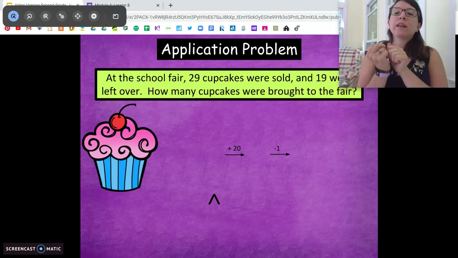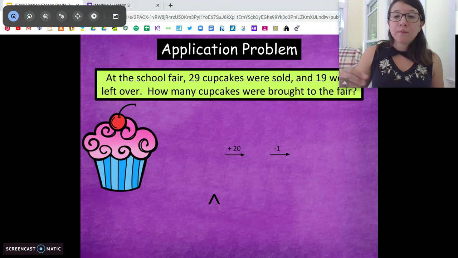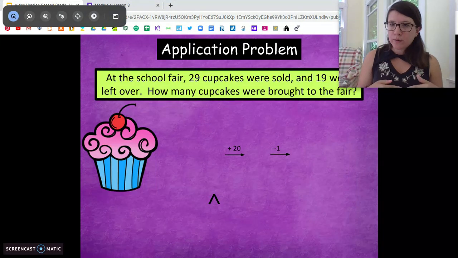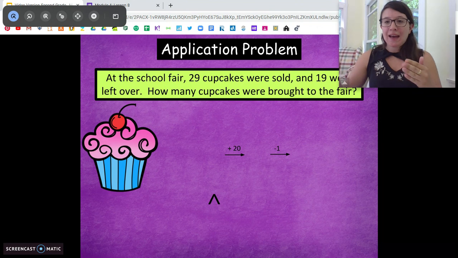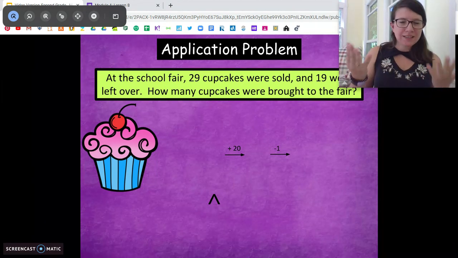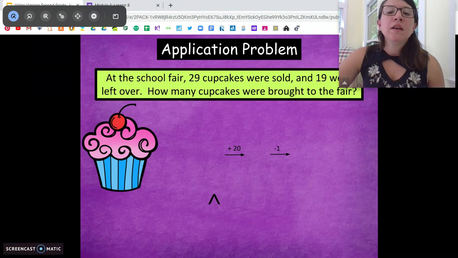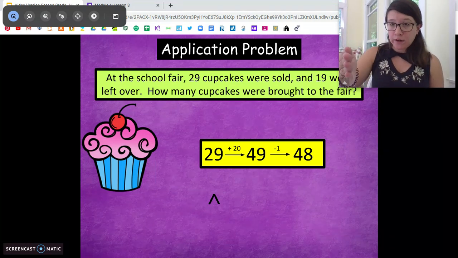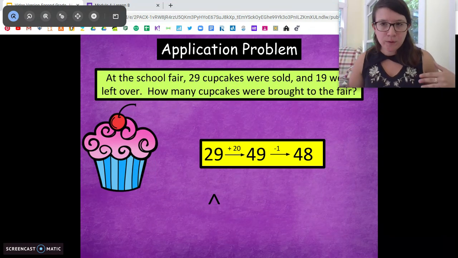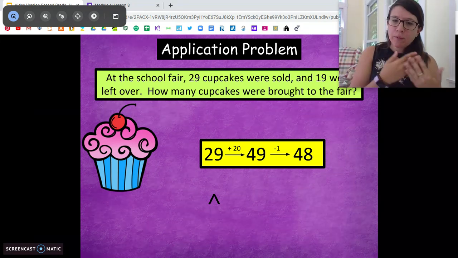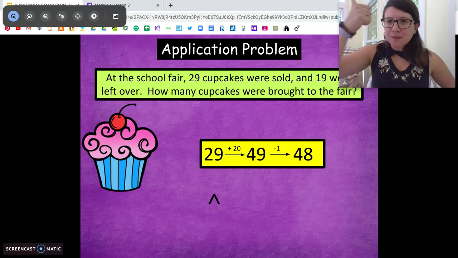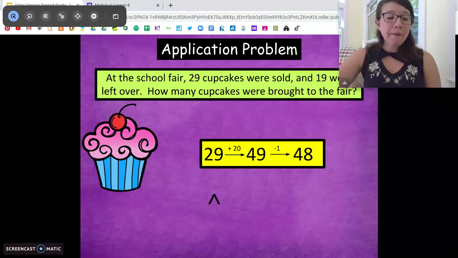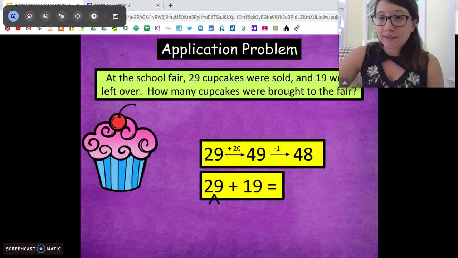Ready? Okay, so we're going to do the arrow method first. What I'm noticing is that 19 is 1 less than 20. So when I do the arrow method, I'm going to add 20 and then take 1 away because it's easier for my brain to function that way. So I'm going to start at 29 and I'm going to add 2 tens, add 20, get to 49. Now, because I'm not adding 20, I'm adding 19, I've got to take 1 away and I get to 48. Thumbs up if you did it that way. Good job.